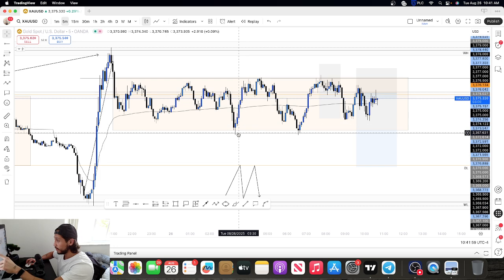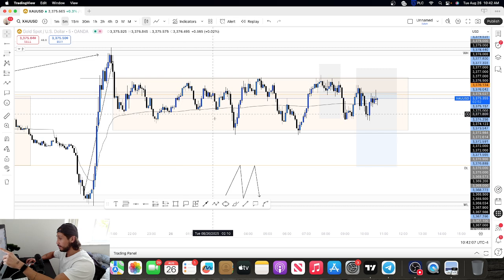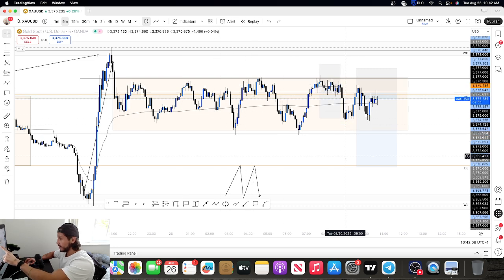We were holding above the 3367 zone. We were holding underneath the 3380 zone, right? So again, point A, point B, point A, point B, point A, point B.